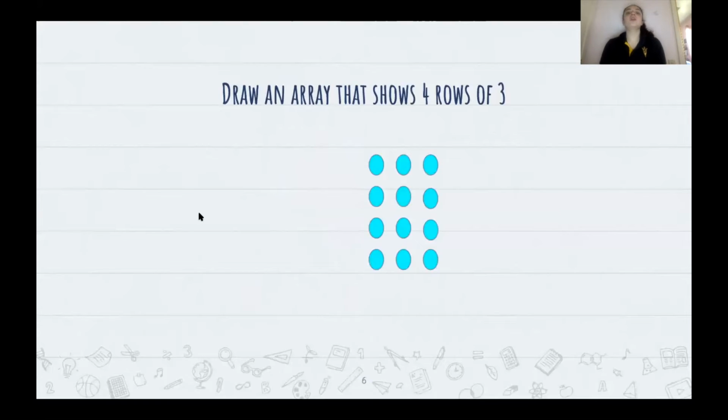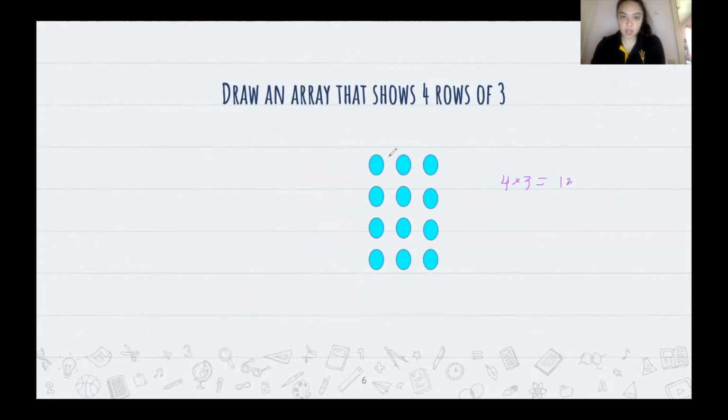Moving right along here. So now this question says, draw an array that shows 4 rows of 3. So I have that right here. We're going to write our multiplication sentence for it. So I have 4 rows, and there are 3 in each row, so 4 times 3. Now I'm going to skip count to find how many circles I have. So I'm going to go 4, 8, and 12. So the answer is 12, but let's double check that.